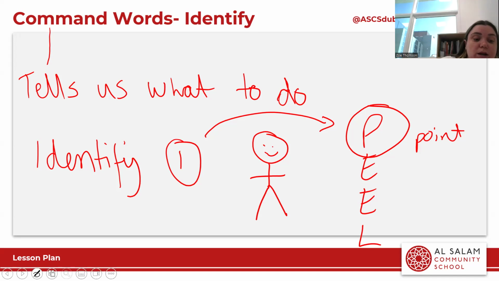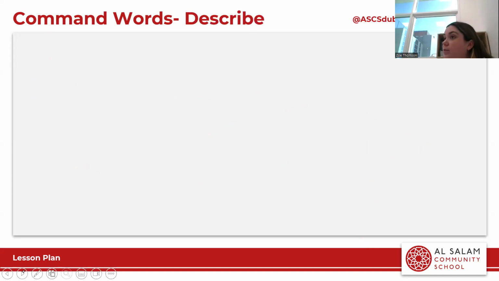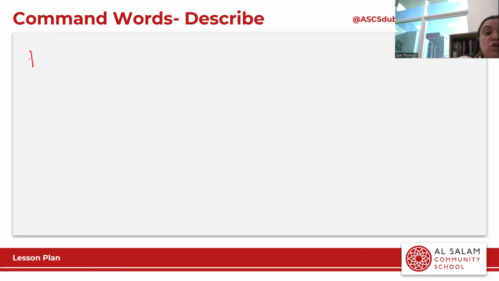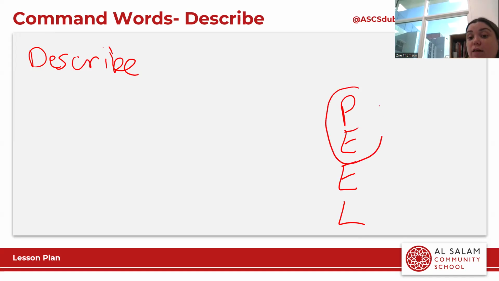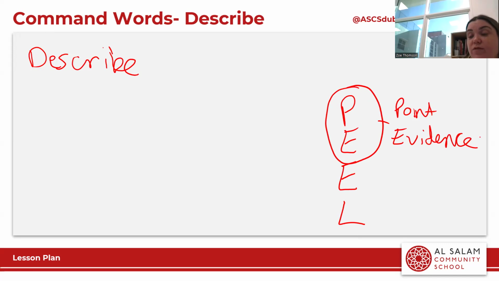Let's move on to our next one, which is describe. So we know a command word is telling us what to do. So it's asking you to describe. Now, the best example I've got for you, once again, is we look back at our PEEL paragraph and our describe is these two: it is our point and it is our evidence. So you need to identify the answer to the question and give some description.